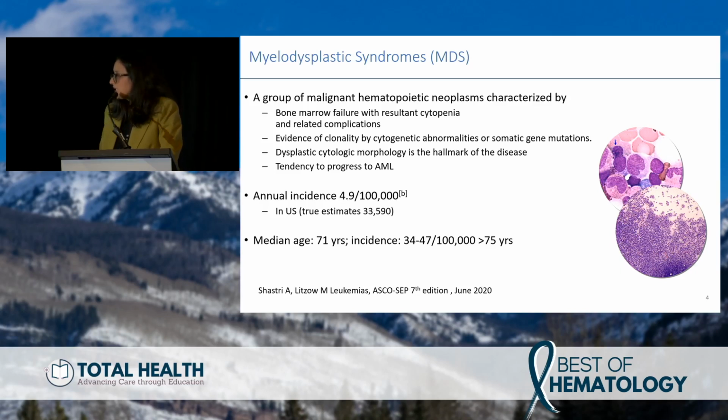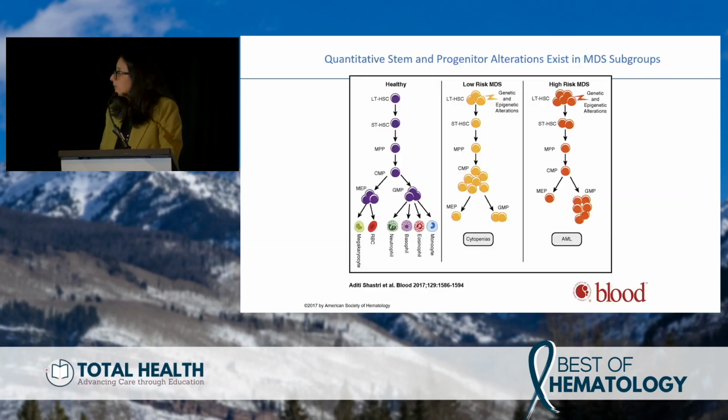Although the annual incidence captured in the US through SEER type-based registries puts it in the realm of maybe a rare disease, if you look at more population-based registries, it does appear that MDS is very common. We have lots of patients out there in the community that may be undiagnosed. And it's a disease of older age with a median age of presentation of about 71 years.